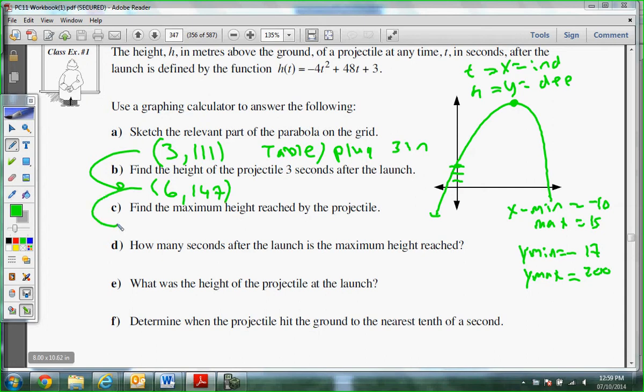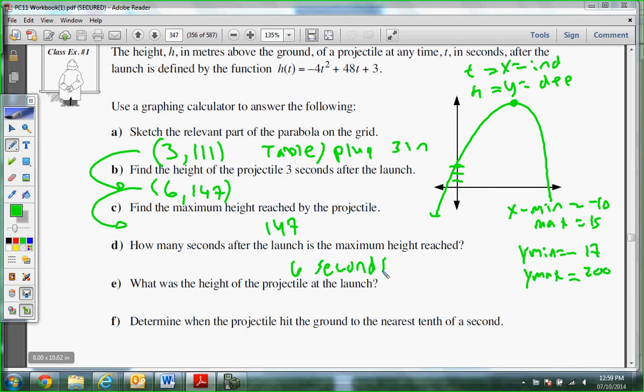Oops, I keep doing this in the wrong spots. Say it again. No, it's just 147. I just wanted you to know it happened in 6 seconds. That's all. Yeah, see, it's right here. The next question says how many seconds, so it'll be 6 seconds.